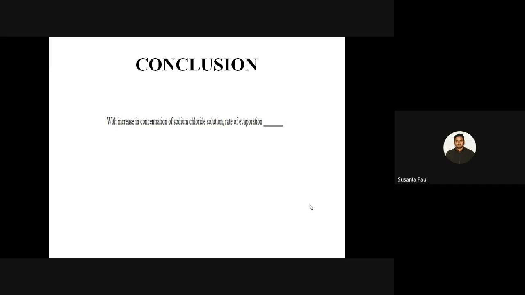Now the conclusion: with the increase in the concentration of the sodium chloride solution, the rate of evaporation will generally decrease. If the proportion of sodium chloride in a solution is very high, then the evaporation rate will be lower. This is a theoretical assumption, but after performing the experiment, you will get the same results as you have studied in the theory.